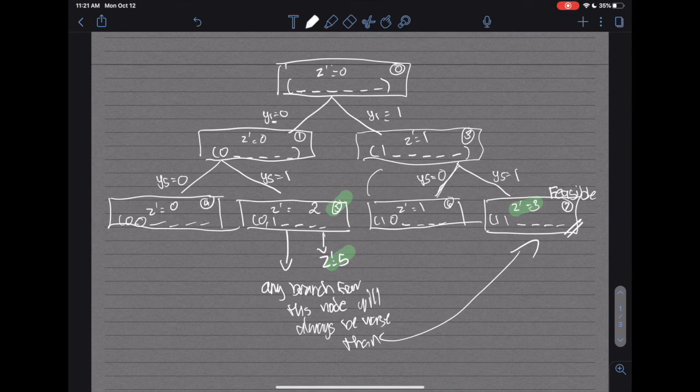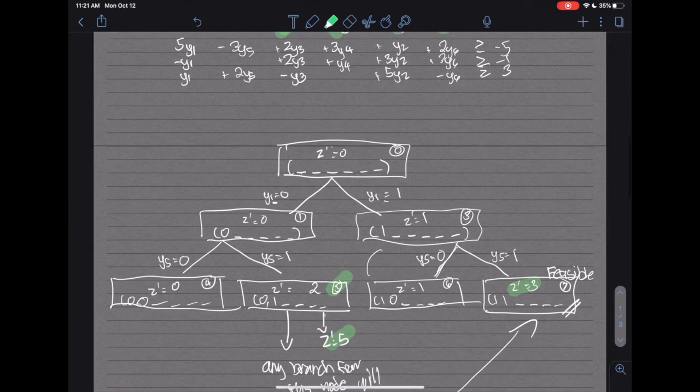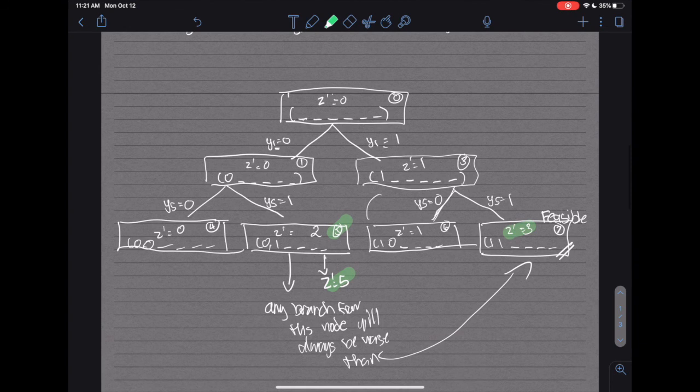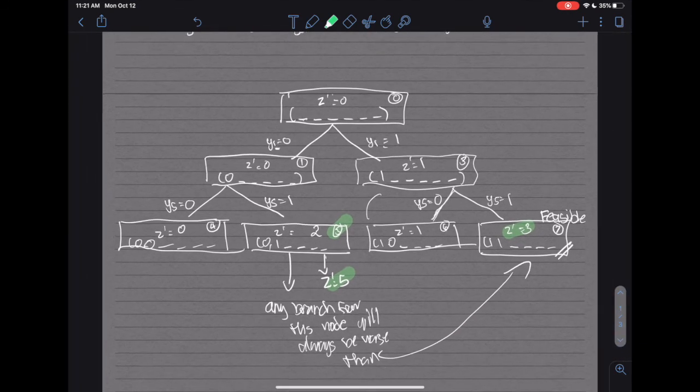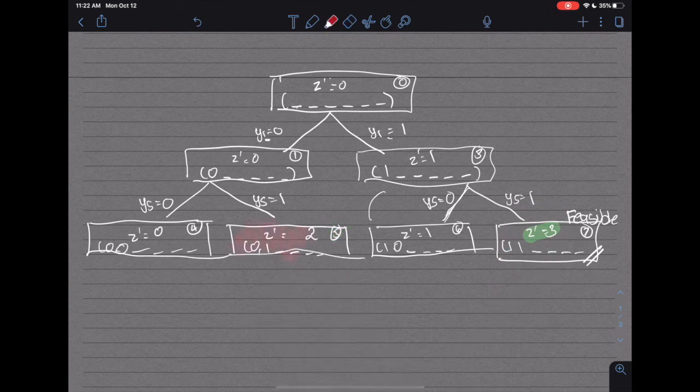Why do we say again that any branch will be worse? It's because the next variables that can have values are y4, y3, y2, and y6, and all of them will just add value to 2, and it will always be greater than your current fathomed solution of z prime is equal to 3. Therefore, with that conclusion, we can now fathom this node because of inferiority.